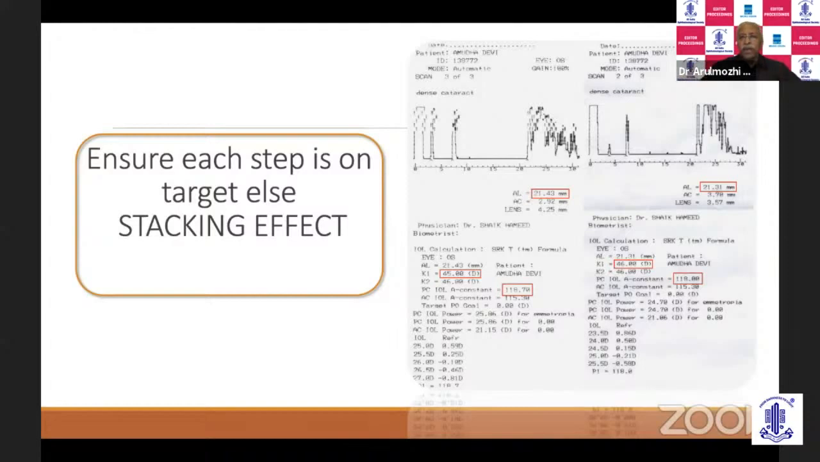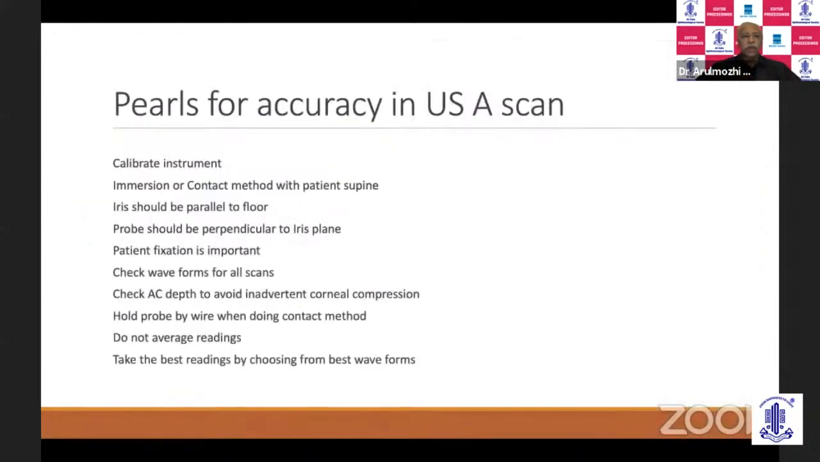So look at not only the axial lengths, look at the K readings also. Look at the axial length, the AC depth and the lens thickness each time, and the spikes. So pearls for accuracy in ultrasound A-scan would be: calibrate the instrument. These instruments come with calibration blocks. Once in a while, do calibrate to make sure that the instrument is properly calibrated.